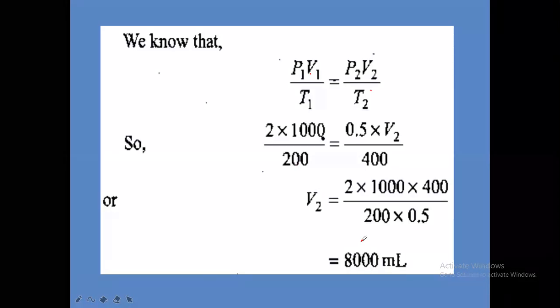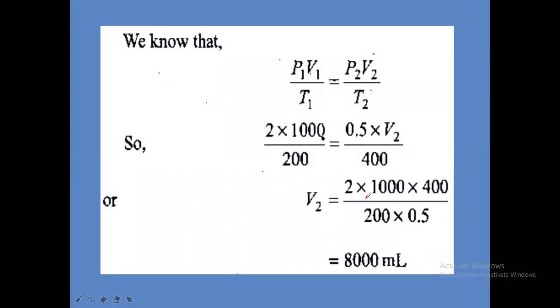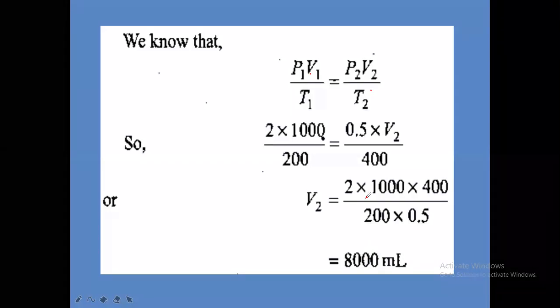So in this way, the remaining problems also, you have to go through from any reference book. Take any one reference book and go through that. The remaining problems based on the ideal gas equation we'll discuss in the next class. Okay.